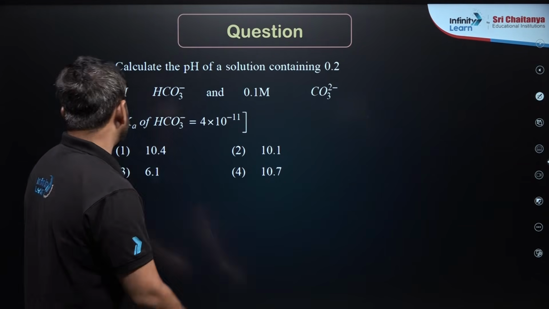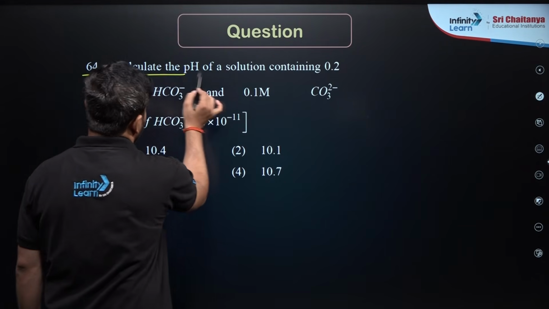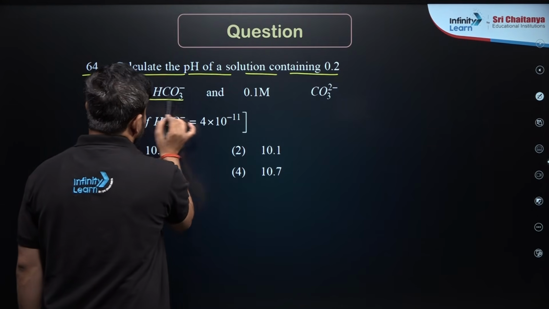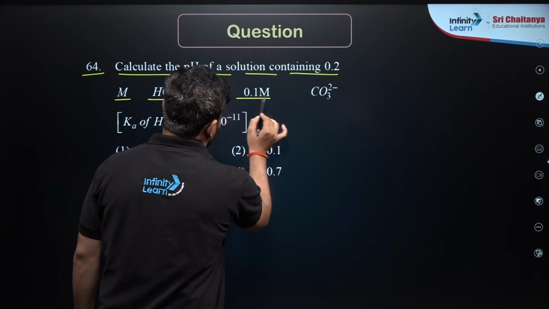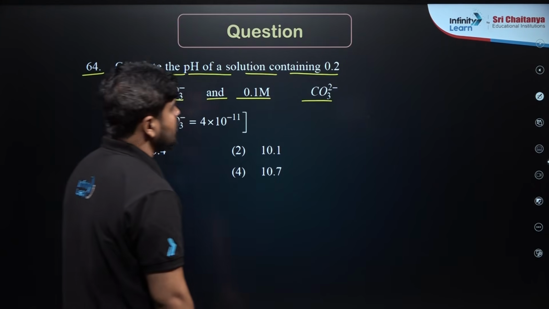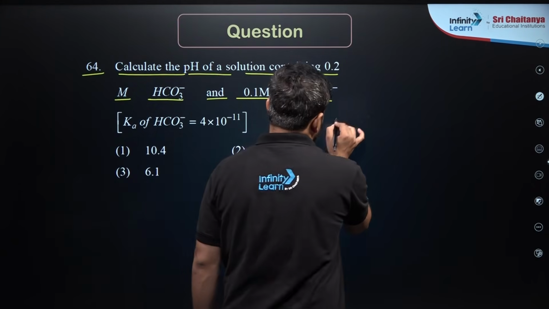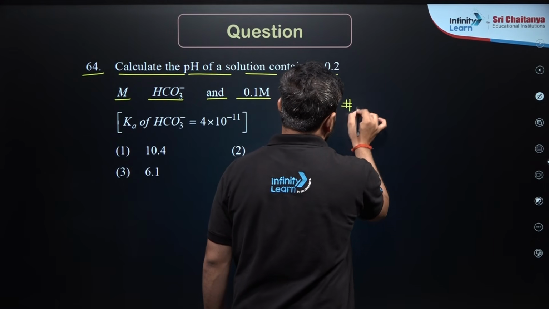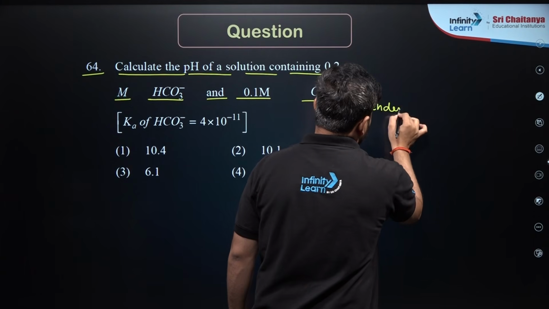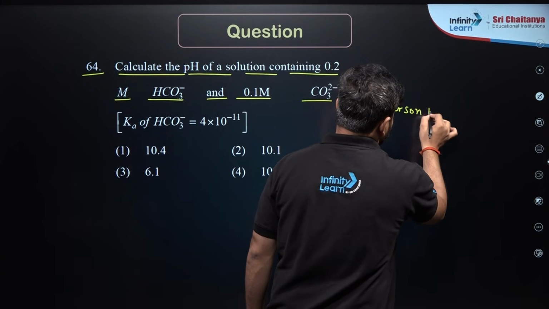Now I am coming to the next question, question number 64. Calculate the pH of a solution containing 0.2 M HCO3 minus and 0.1 M CO3 2 minus. So how can we solve this question? For solving this question we have to use the Henderson equation. Henderson equation we are going to use here.